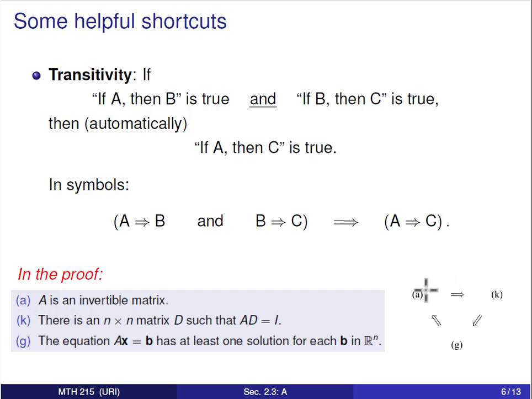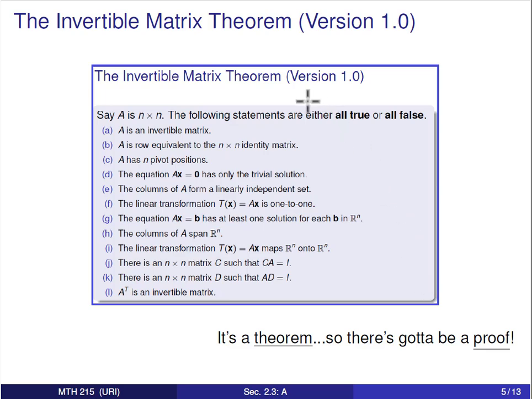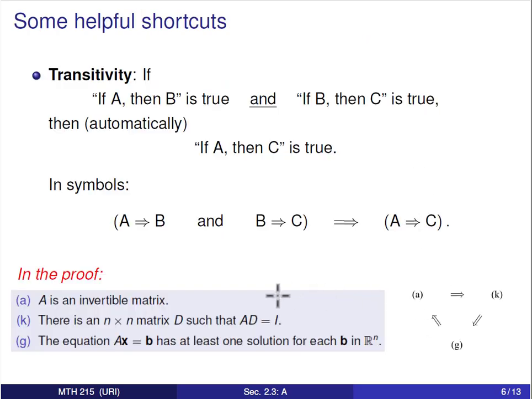All right, so as we take a quick look back at that statement, the following statements are either all true or all false. We see that happening already here. Statements A, K, and G are either all true or all false because we have this relationship shown there.